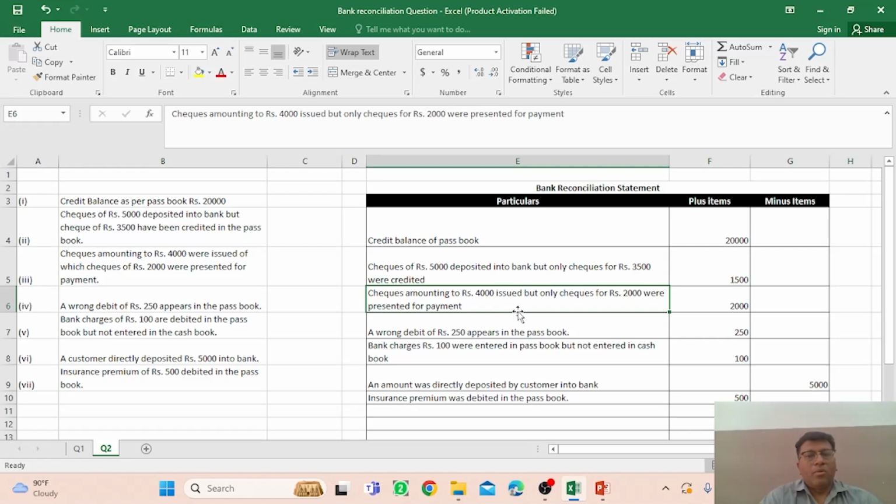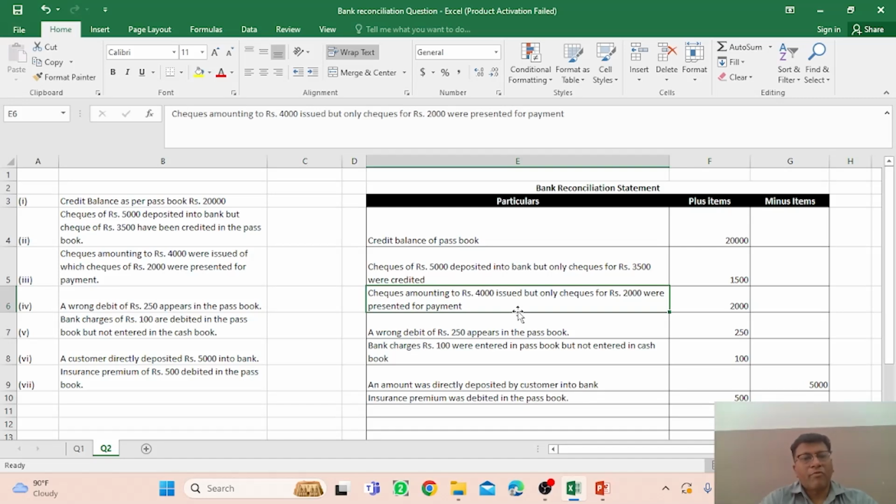right? So once again, we go through this particular question so that you have more understanding. Very first thing is that in the first line you have to observe whether the cash balance or overdraft or passbook balance is given to you. In this question you find that credit balance as per passbook is given to you. As I told you, debit balance of cash is always plus and credit balance is minus, but here the credit balance of passbook is given, so you have to include it in the plus item, that is rupees 20,000, right?